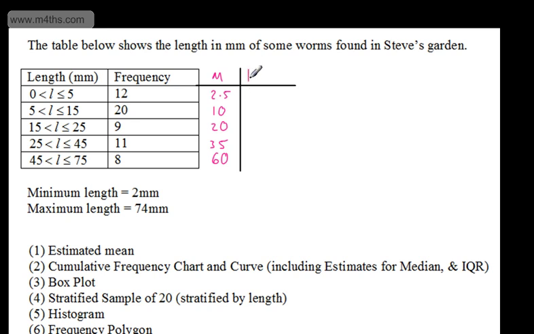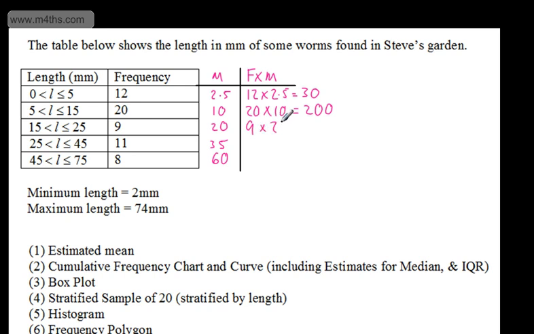What we now do is the frequency multiplied by the midpoint, or if you like, fx, the frequency times by x. So I'm going to have 12 times by 2.5, that is going to give me 30. This 30 is the total length of all of the worms if I added them up in the first class, assuming, of course, that they're all 2.5. Then we're going to have now 20 times by 10. That means that the worms coming from the second class will provide us with 200 millimetres of wormage.